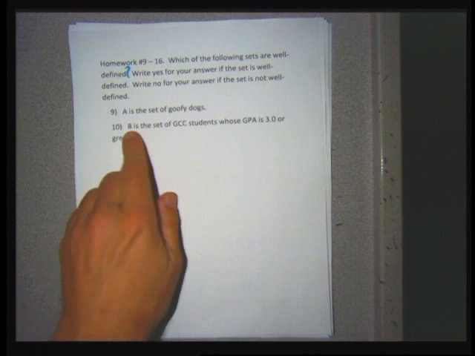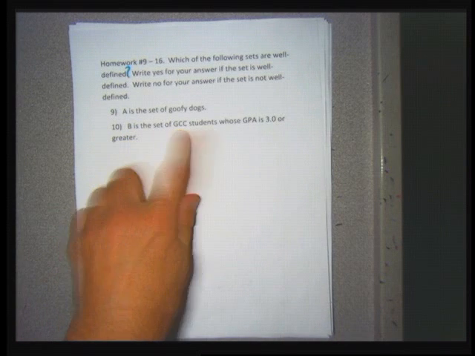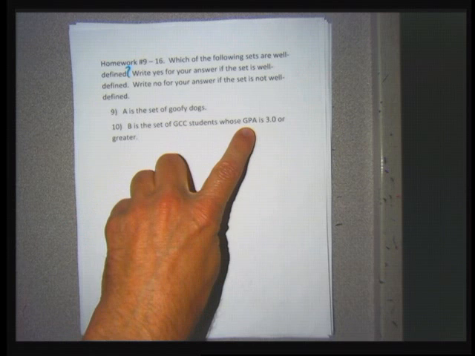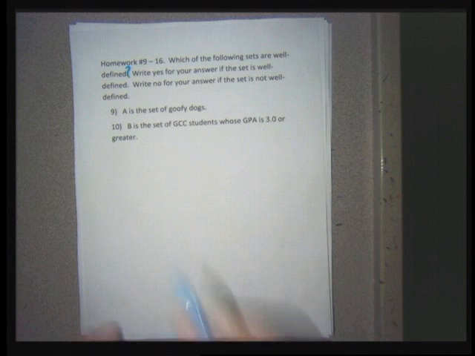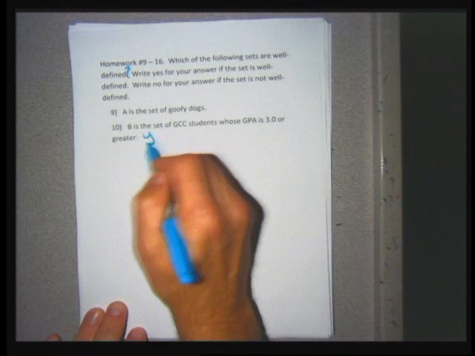So for 10, B is a set of GCC students whose GPA is 3.0 or greater. I think this is well defined, because if you point a student out to me and I can find their name and their student ID number, I can go over to the C building and get somebody there to pull up their GPA, and I can look at their GPA. If it's 3.0 or higher, I'd put them in the set. If their GPA is less than 3.0, then they wouldn't be in the set. So for B, for number 10, I'm going to say yes.